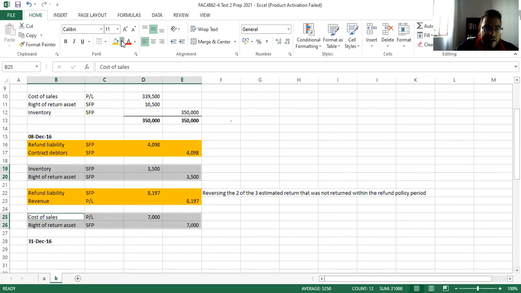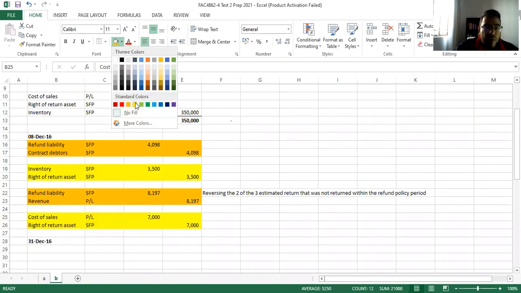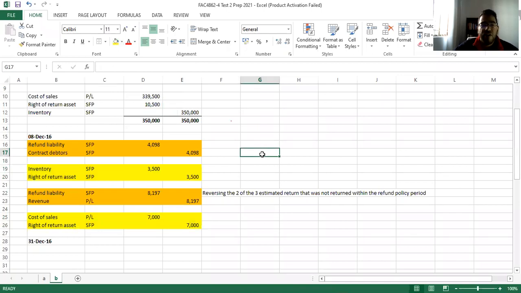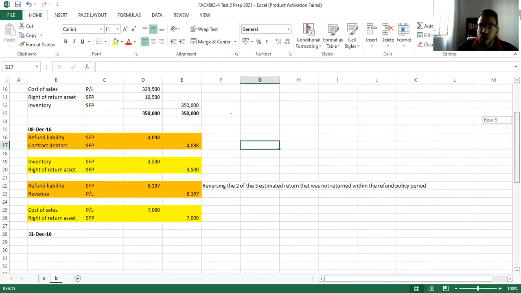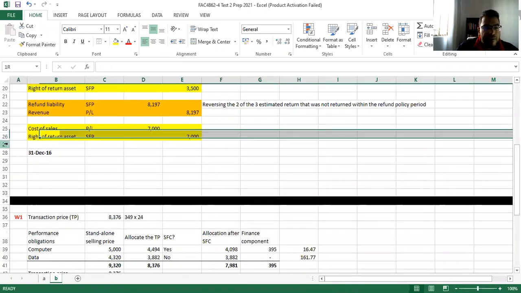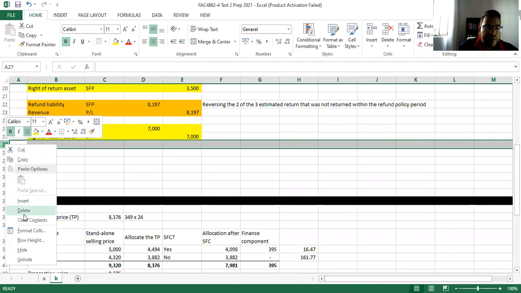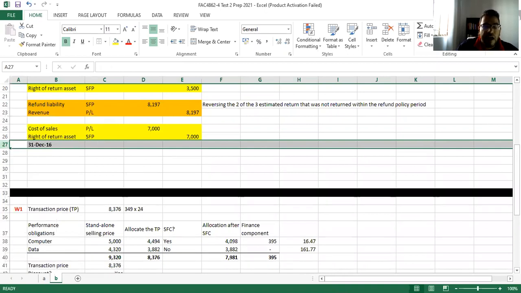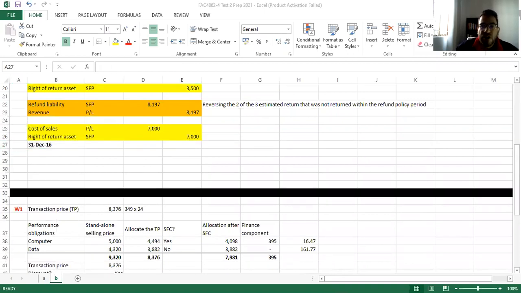I'll just highlight it in yellow. So you can decide what you want. I only separated it to bring across the thinking process. But once you have the thinking process going, you can combine the two orange, you can combine the two yellow. So I just went the longer route. Now on 31 December 2016, we will recognize what takes place on 31 December 2016.